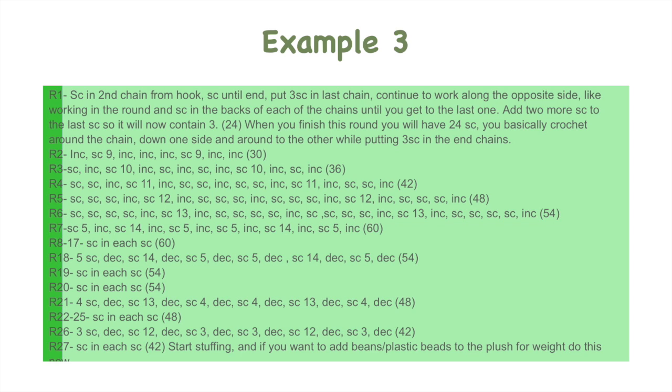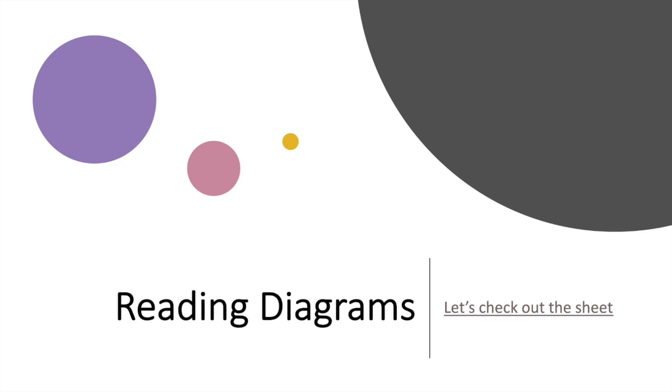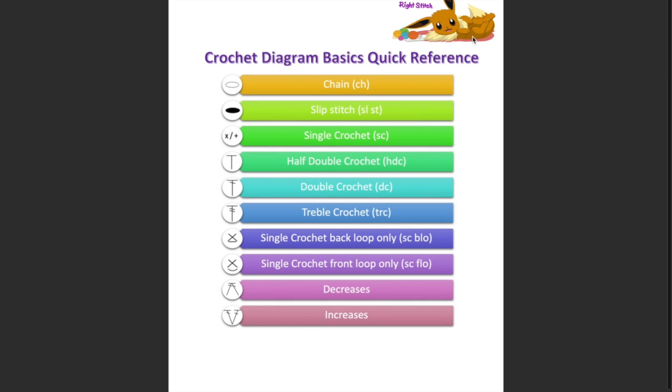Alright, so those are the 3 examples of different crochet patterns and how they might vary, and just give you a little experience of what they might look like. Now let's start talking about crochet diagrams. How to read crochet diagrams is something that I personally think is lacking in the crochet community, and that's really unfortunate because this is usually what's used when crocheting things such as clothing. So let's take a look at the cheat sheet that I made for reading crochet diagrams. So here's the cheat sheet for the crochet diagrams.